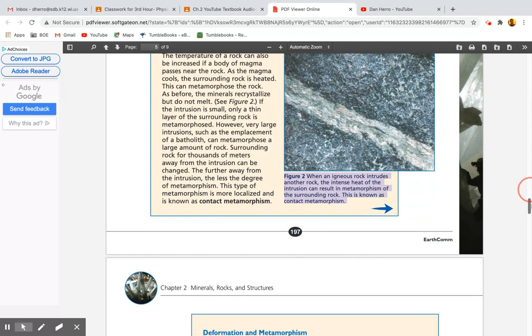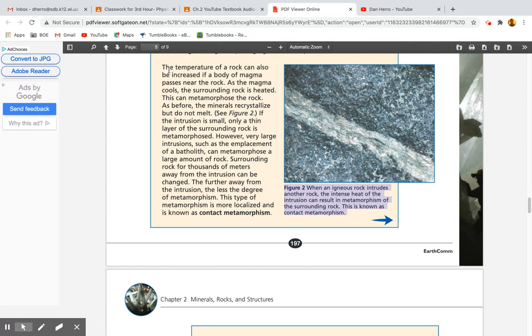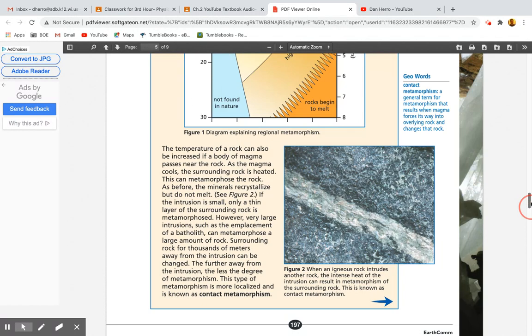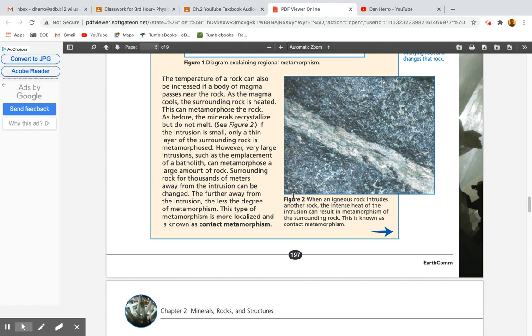The temperature of a rock can also be increased if a body of magma passes near the rock. As the magma cools, the surrounding rock is heated. This can metamorphose the rock. As before, the minerals recrystallize but do not melt. Okay, so they want us to look at figure 2 for that. Figure 2, right here.